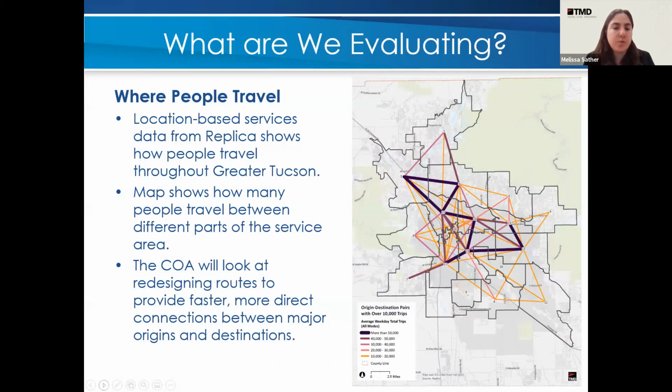We're also looking in general at where people travel. That location-based service data from a platform called Replica shows us how people travel throughout Greater Tucson. The lines on the map show the origin-destination patterns of all the trips happening in the region. The darker, thicker purple lines mean there are a lot of trips happening between these zones. By looking at these major origin-destination pairs, we can look at redesigning routes to provide faster, more direct connections between these origins and destinations.